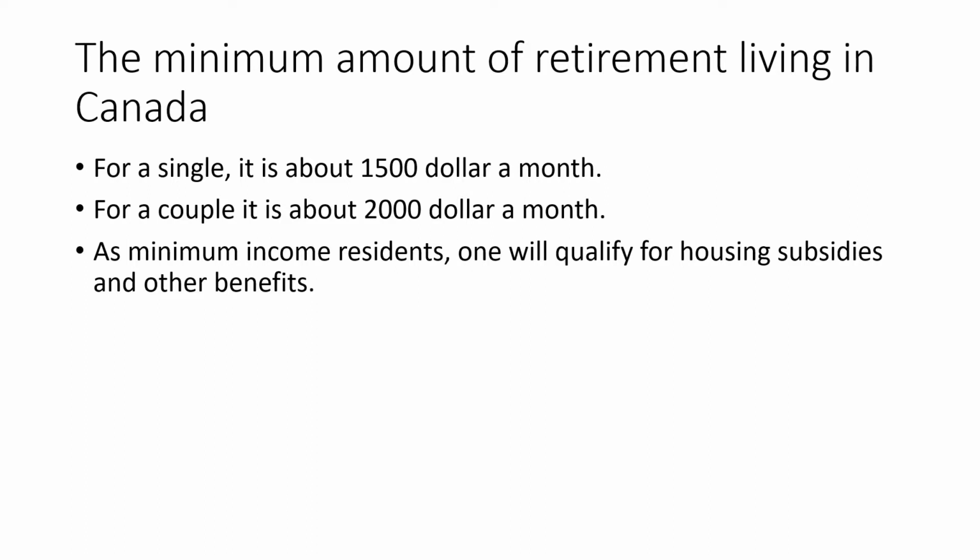The minimum amount of retirement living in Canada, for single, it is about $1,500 a month. For couple, it is about $2,000 a month. As minimum income residents, one will qualify for housing subsidies and other benefits.